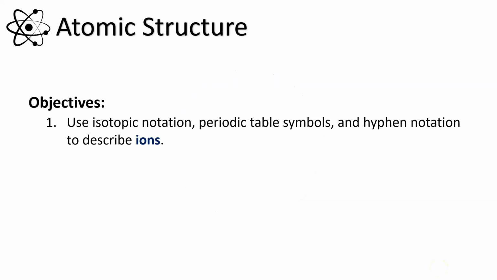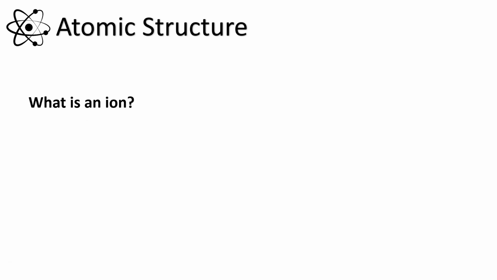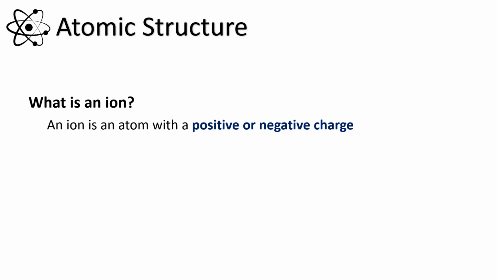Hey, what's up everybody? In this lesson, we're going to take a look at isotopic notation for ions. Let's begin by describing what exactly an ion is. So an ion is just an atom. That's it. It's nothing fancier than that, but it's a special kind of atom that has a positive or a negative charge. So an ion is a charged atom.